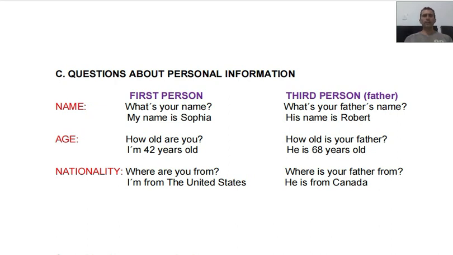Let's practice. First person. What's your name? My name is Sophia. For example, in my case, my name is George. How old are you? I'm 42 years old. Or I'm 39 years old. Where are you from? I'm from the United States.